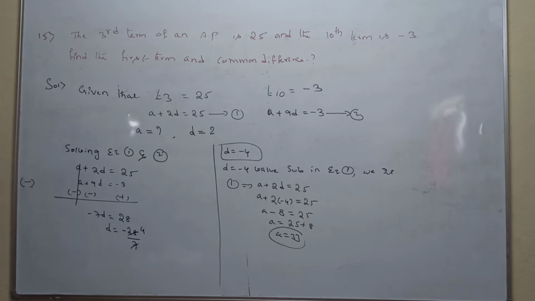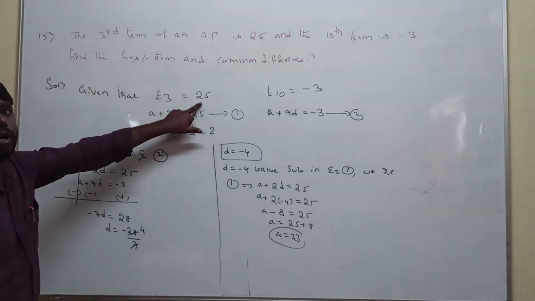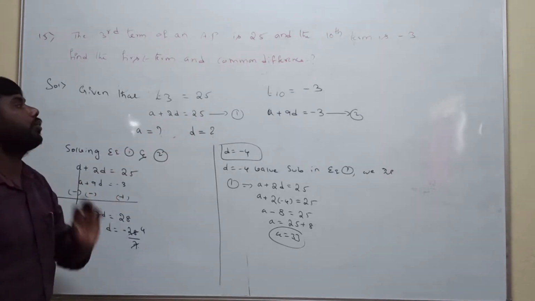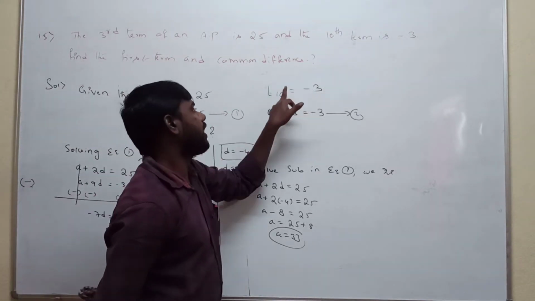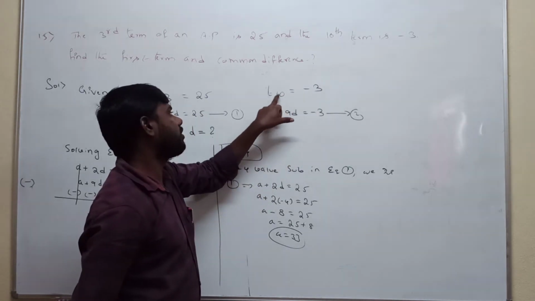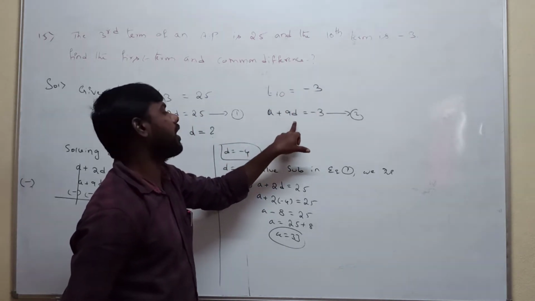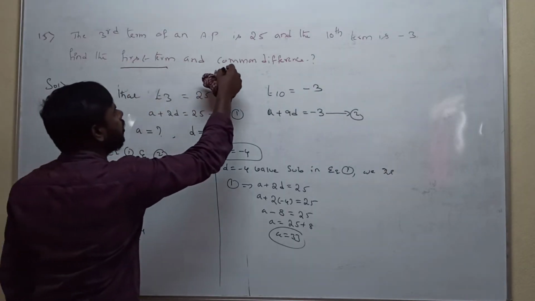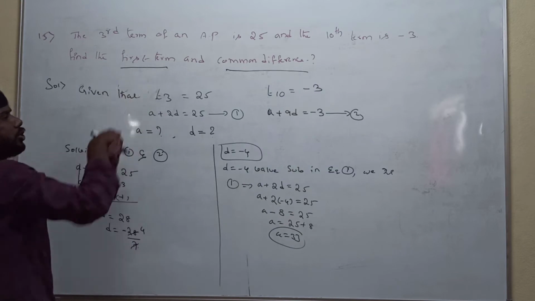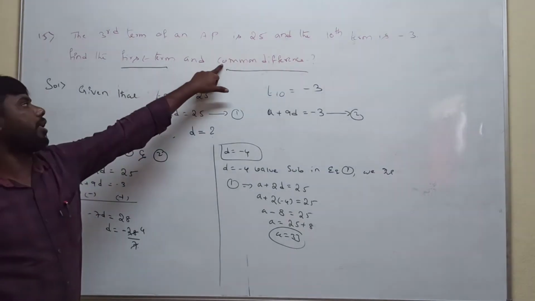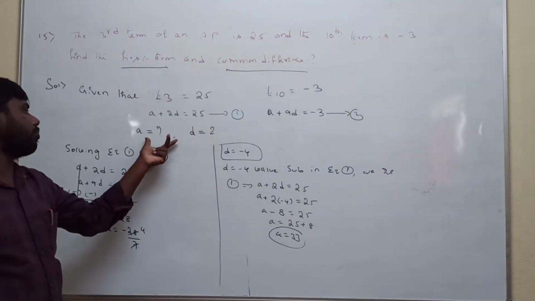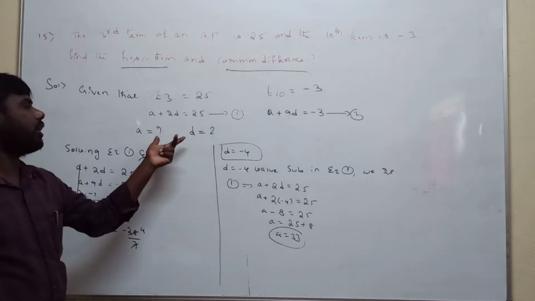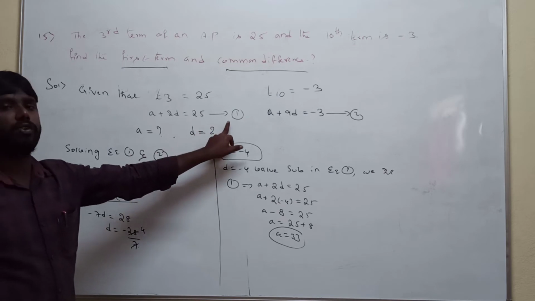Finally, we got the first term value and the common difference. What was given? The third term is 25, which can be written as a + 2d = 25. Next, the 10th term is -3, which can be written as a + 9d = -3. Find the first term and common difference, where the first term is denoted by small a and the common difference by small d. How to find the a value and d value? By solving both equations 1 and 2.